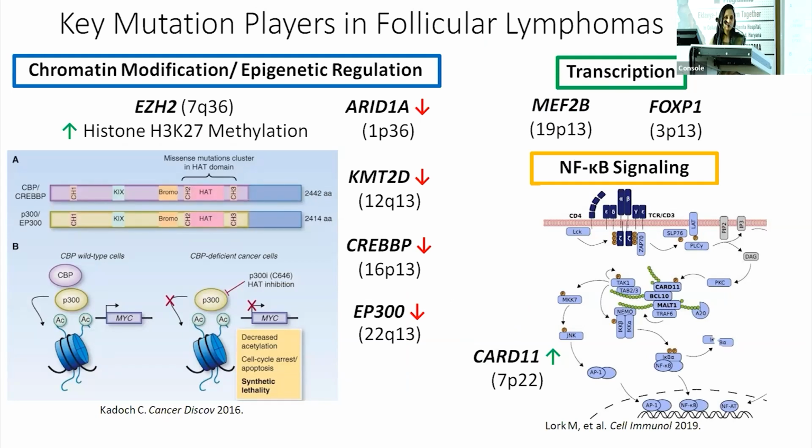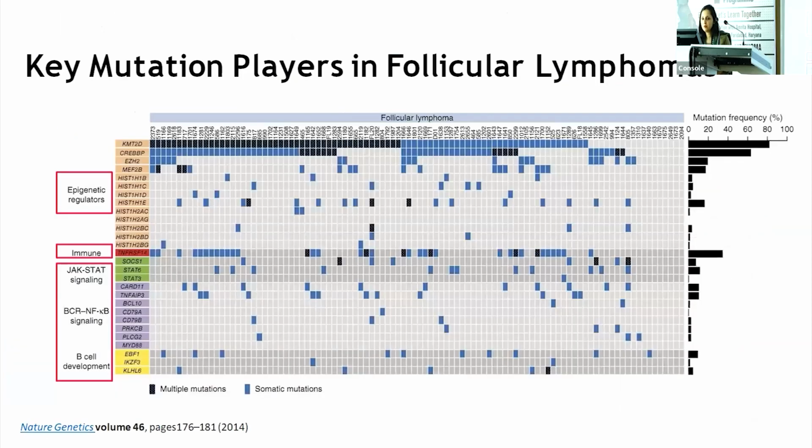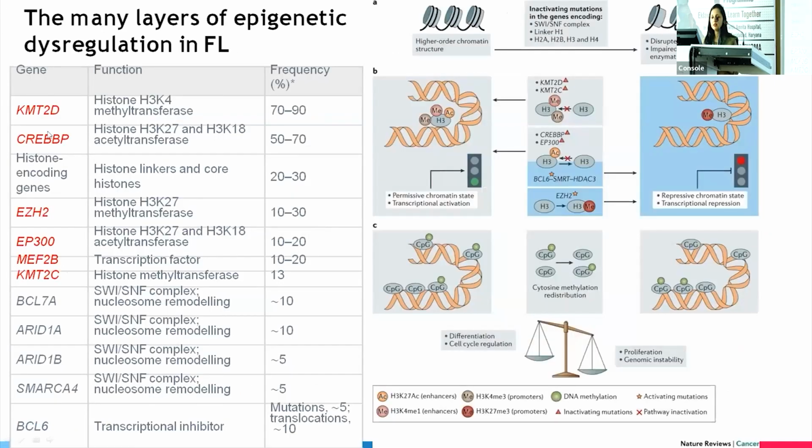Okay, then again, the key mutation players are the chromatin modifying or the epigenetic regulators, which are very important, especially your EZH2, which I think yesterday we were talking about, these mutations are important. Along with the other epigenetic modifiers like KMT2D, the transcription modifiers and NF-kappaB signaling genes are also involved. This is again just to show you the landscape. So what is important? Epigenetic regulators, immune and the JAK-STAT pathway. These are the epigenetic genes which are involved. Of course, EZH2 is almost 30 to 90%, but much more than that is KMT2D, which is 70 to 90%, and KMT2C.